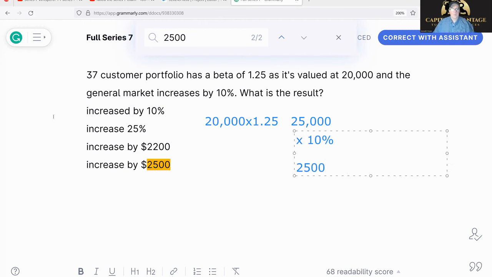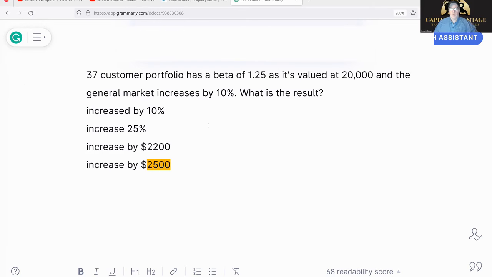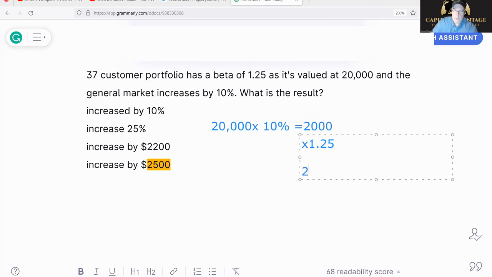How about this one? There's one more. I can do 10% of 20,000. 20,000 times 10% equals 2 grand. Then I do the 2 grand times 1.25, then it goes up 2,500. Amazing how the numbers keep working. So that's one example of a beta question.